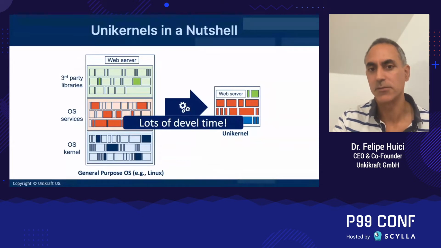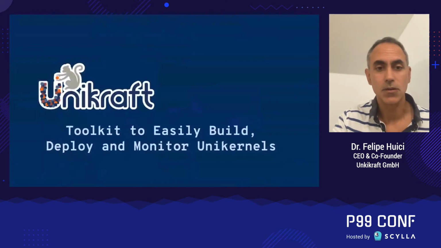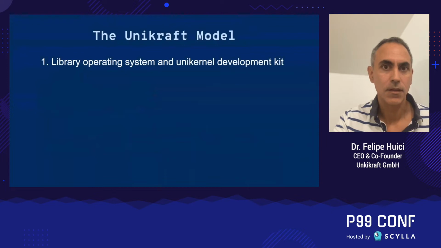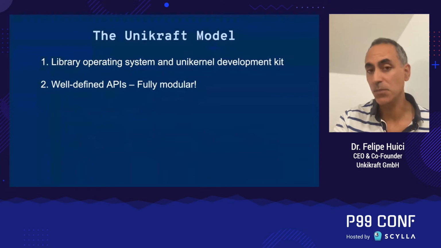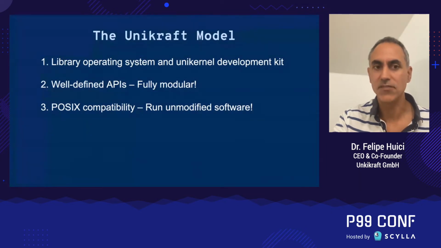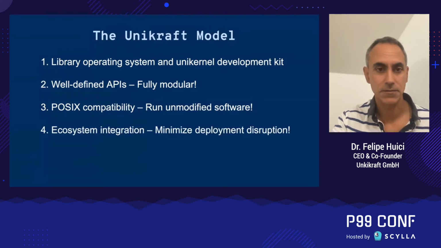The problem with doing this is that it requires lots of development time to do it by hand each time for each application. So we built Unikraft as a toolkit to easily build, deploy, and monitor unikernels. The Unikraft model has a few principles. It's a library operating system, so it's modular. It's a unikernel development kit, as I mentioned. There are very well-defined APIs so that you can plug and play different modules all the way up the stack. We've targeted POSIX compatibility as much as possible so that you can run unmodified software. So you don't need to take off-the-shelf applications and port them to Unikraft. And we're also targeting ecosystem integration in order to minimize deployment disruption. I'll say a few words about that later.